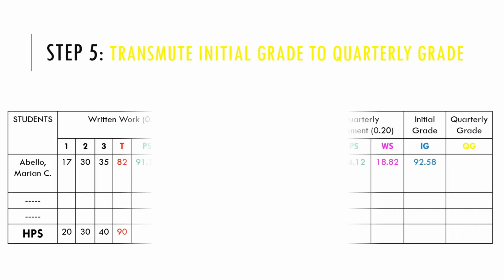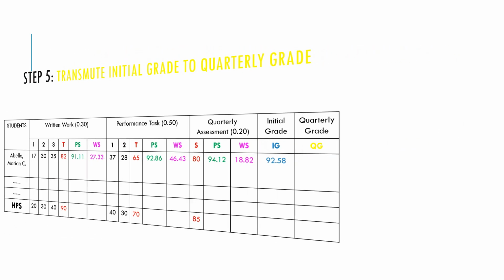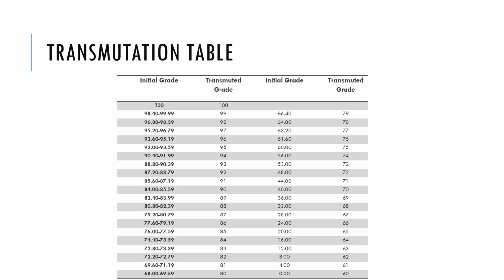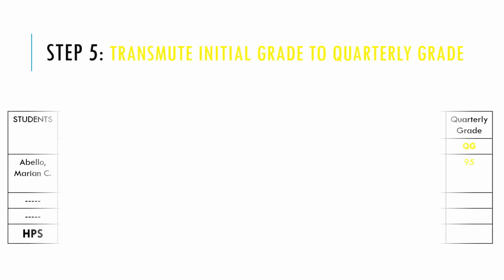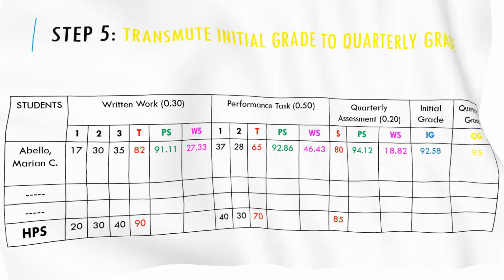Now we're down to the last step. It is to transmute the initial grade to quarterly grade. How do we do it? We simply use the transmutation table. Transmuting 92.58, we got 95. And so, Marian Abello's quarterly grade in Civics and Culture is 95.